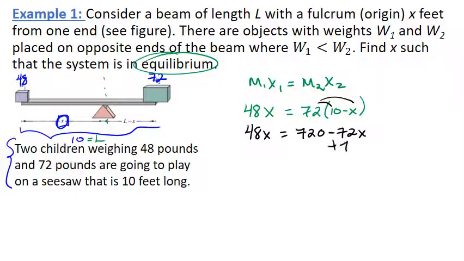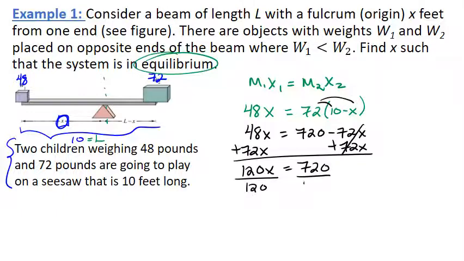So we will add 72 to both sides. Over here we get 120x is equal to 720. Divide by 120, and x is 6 feet. We know we have feet because of this here.